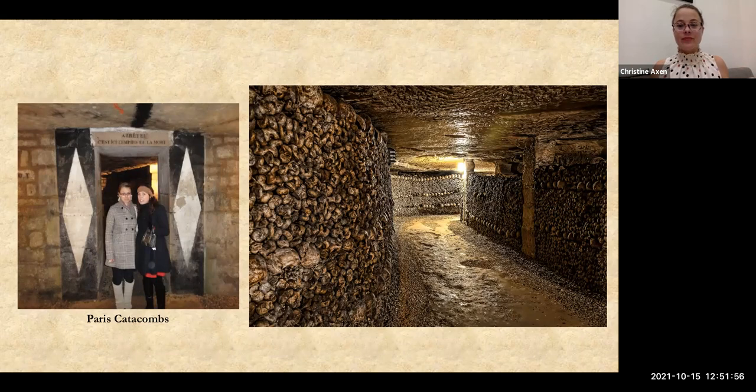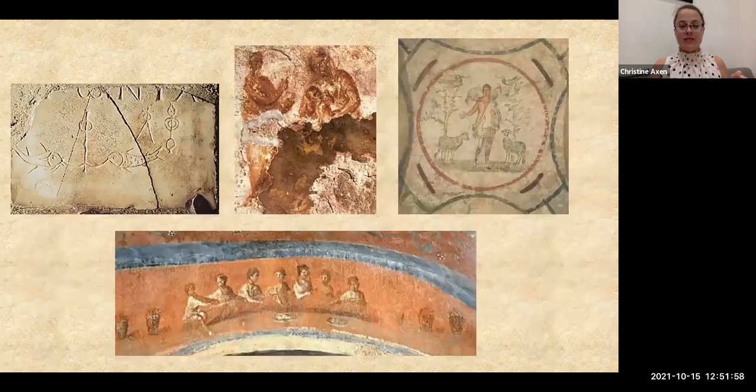Oops, sorry. This is the catacombs of Priscilla. I'm sorry, this is not Dura Europus. These are the catacombs of Priscilla. So these are Roman catacombs. Everything I said about the images stands, but they're just in the wrong location. Sorry about that.